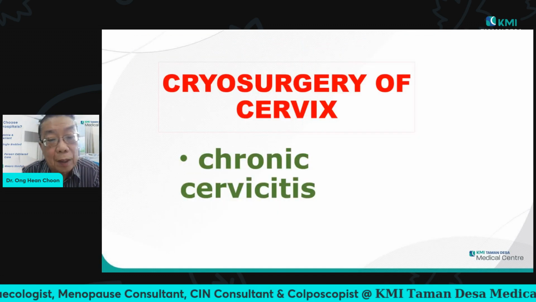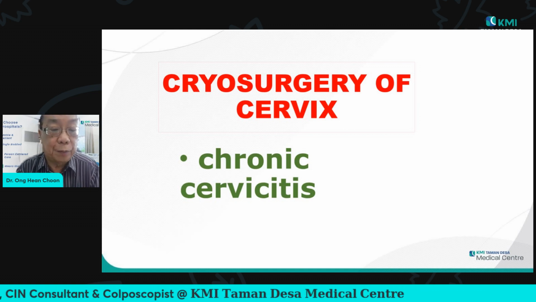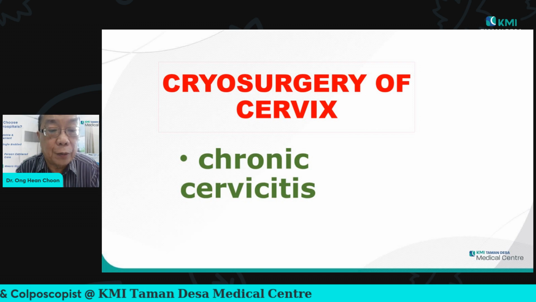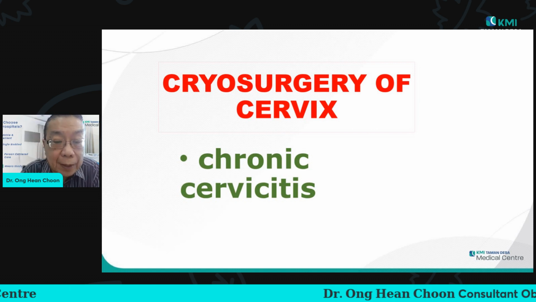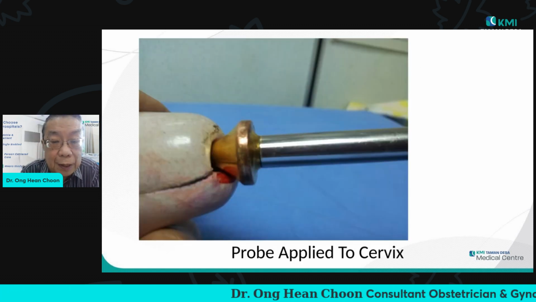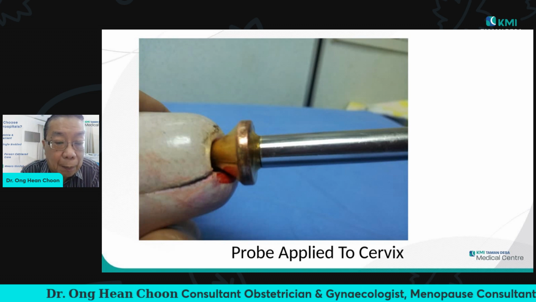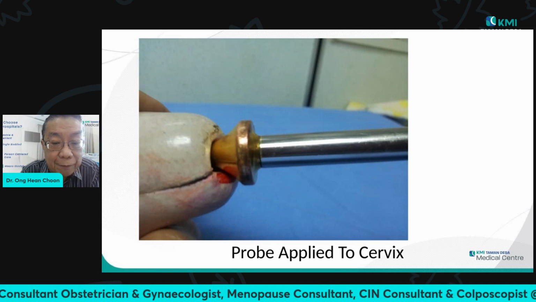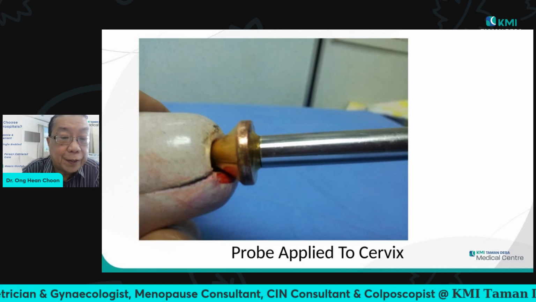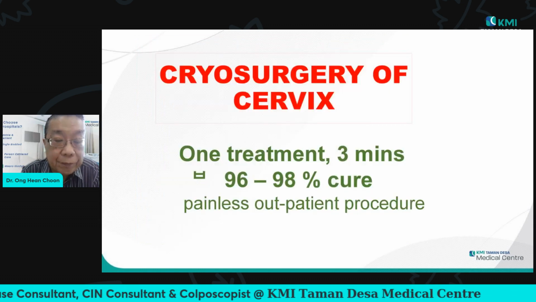This technique has been developed a long time ago for the treatment of chronic cervicitis. It's called cryosurgery. Cryosurgery means cold surgery using nitrous oxide gas. And we have this available in our medical center. This is the probe that we use, applied to the cervix. This is a model, applied to the cervix, okay? And then we freeze the cervix with nitrous oxide gas.